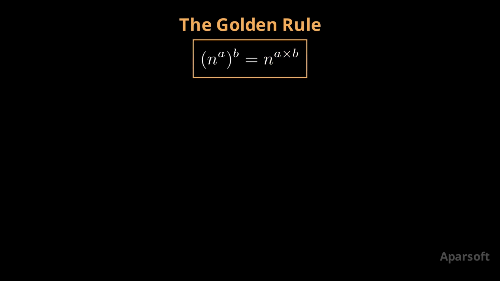Before we tackle our problems, let us recall the golden rule. When a power is raised to another power, the exponents multiply. n to the power a, raised to the power b, equals n to the power a times b. Let us quickly verify with 4 squared cubed. 2 times 3 equals 6, so 4 squared cubed equals 4 to the power 6. The rule works. This one rule is our Swiss Army knife today.